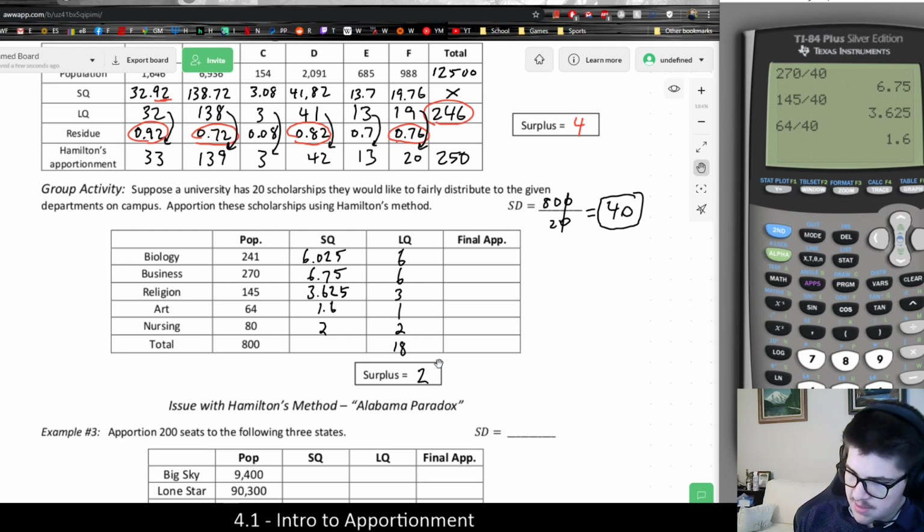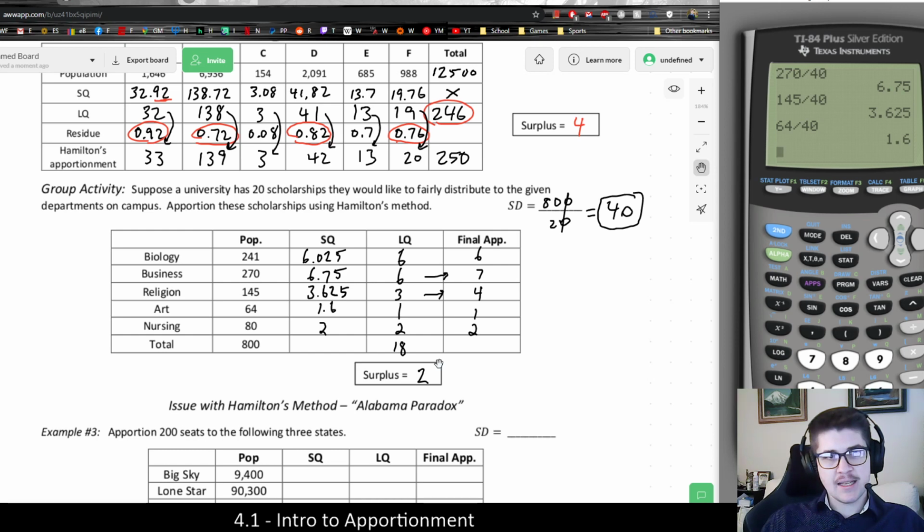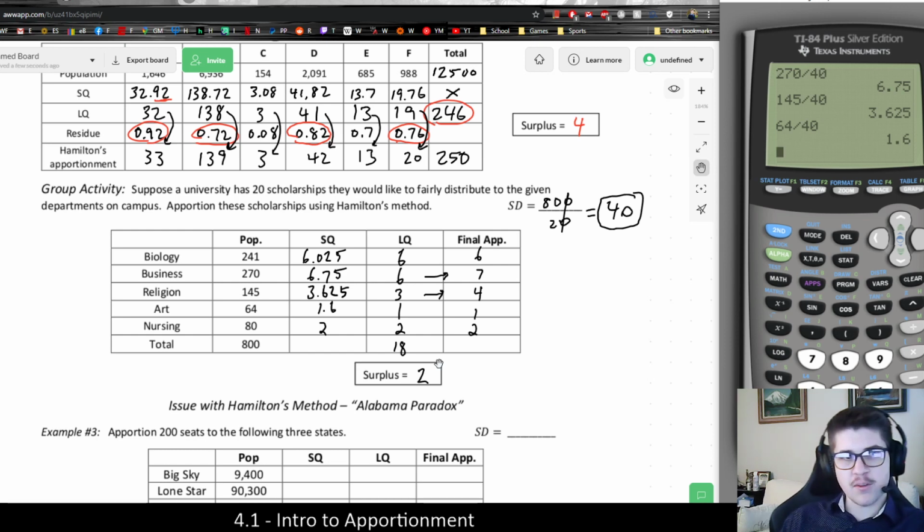So that would be business has the largest residue and religion has the second largest. So they would increase by 1, and all the other departments are going to retain their original amount. And our final apportionment will be 20, and we're done. That would be our answer.